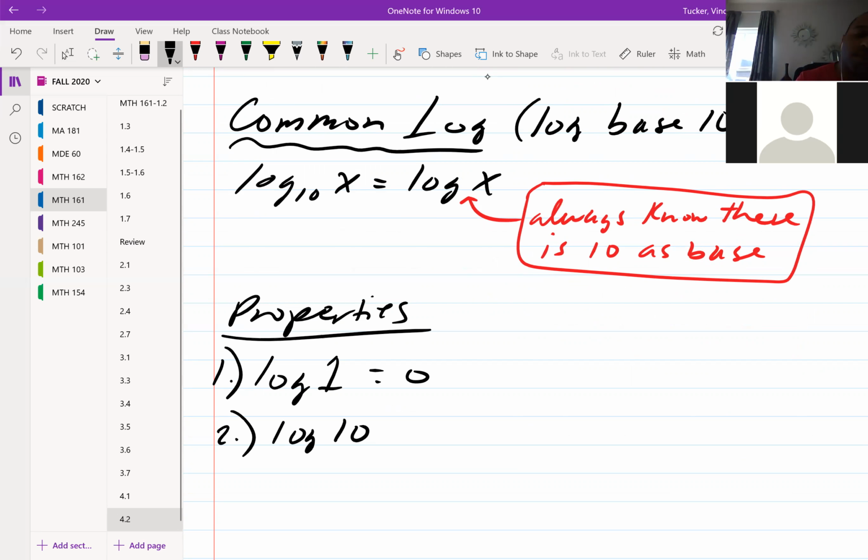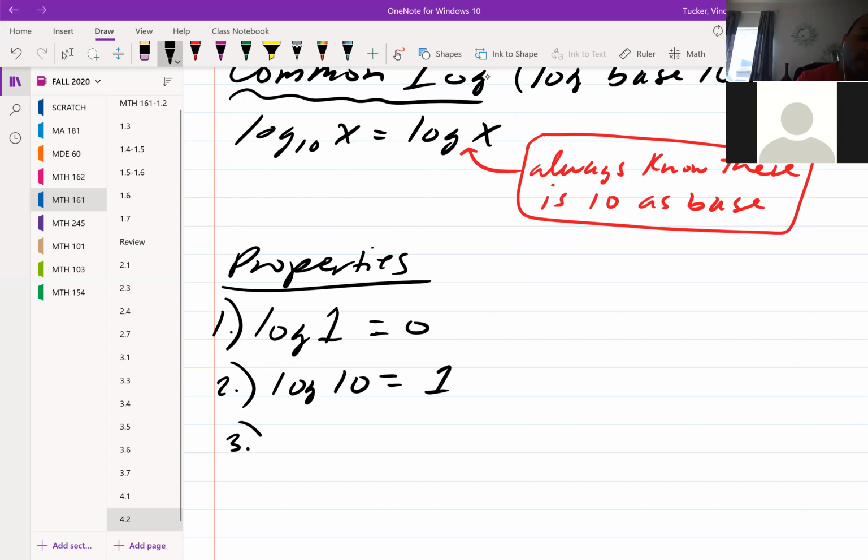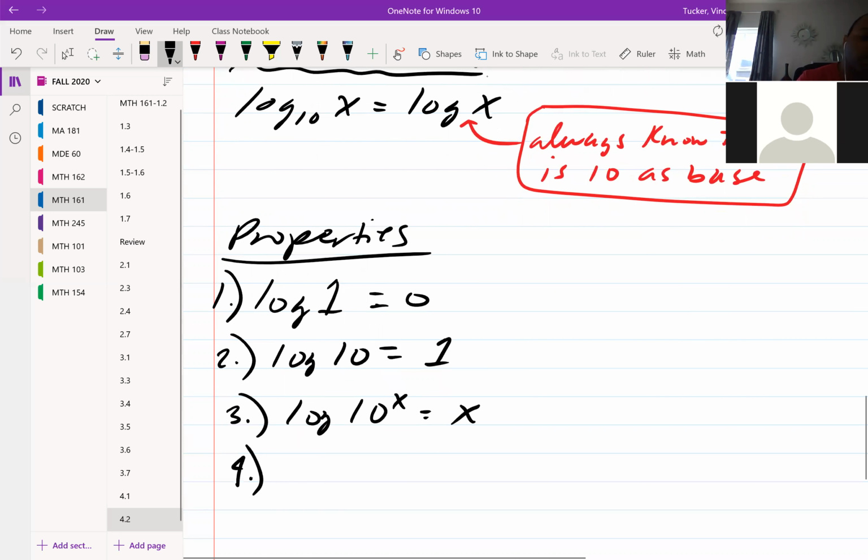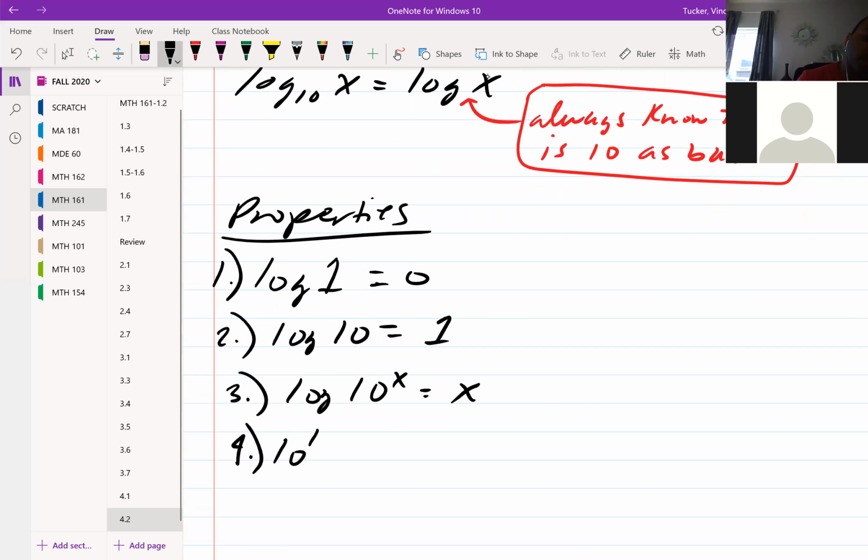And of course, they bring these up because these are the ones you should see in your calculator. So the same four properties with respect to the common log, log base 10.